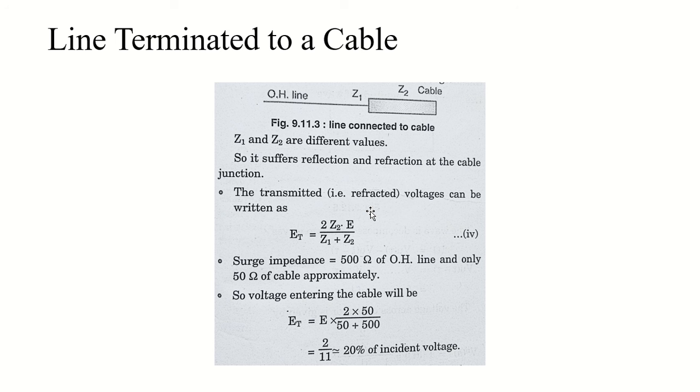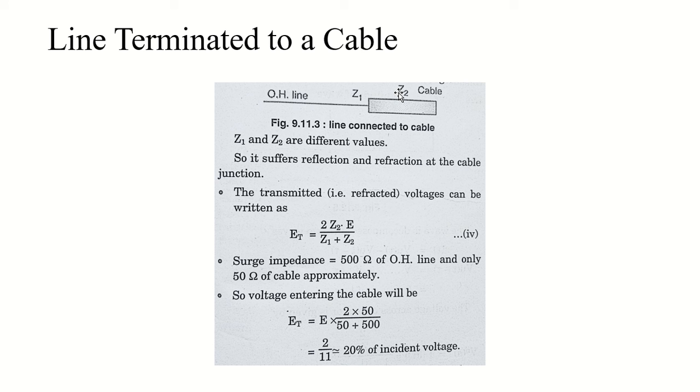Now see the image here. We are having Z1 and Z2 at different impedances. You are having an overhead line here and a cable here. This is Z1 and this is Z2. So it suffers refraction and reflection at the cable junction. Okay.